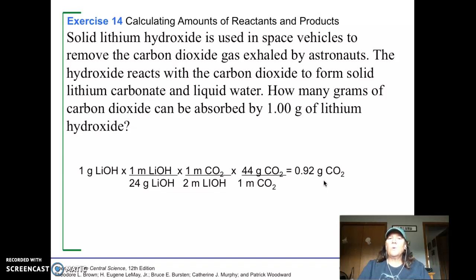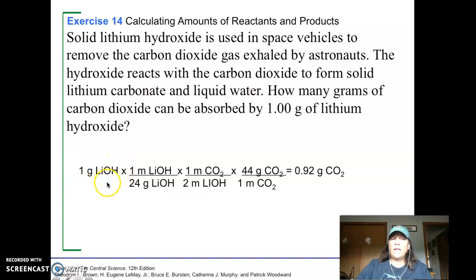So what happens is they have to calculate how much you need to send up. They'll calculate how much carbon dioxide you breathe out, and then they'll send it. Some people will say, well, just send a whole bunch of it. Well, that's not really going to work because if you send too much, then it's more weight, and then you have to leave other things behind. Okay? So what you do is you've got 1 gram of lithium hydroxide.